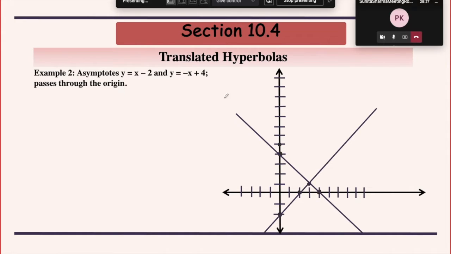Yes, ma'am. Is it opening up, down, or is it opening left, right, like this? Ma'am, left, right. Left, right, yes. So it has to pass through origin, so obviously it has to be somewhere here. It can't be up and down. So this much you can tell. Okay, let me see. I'll ask someone else now.